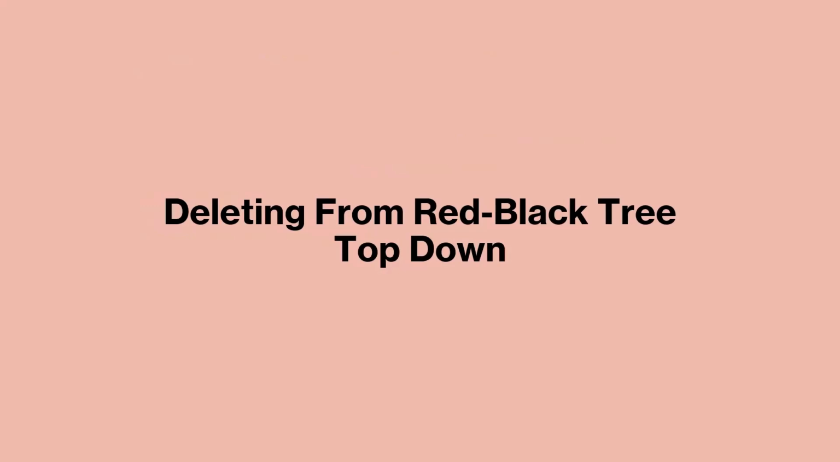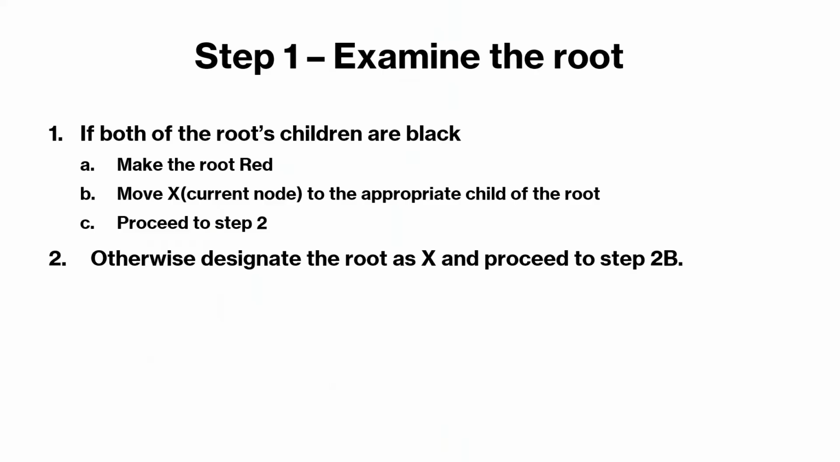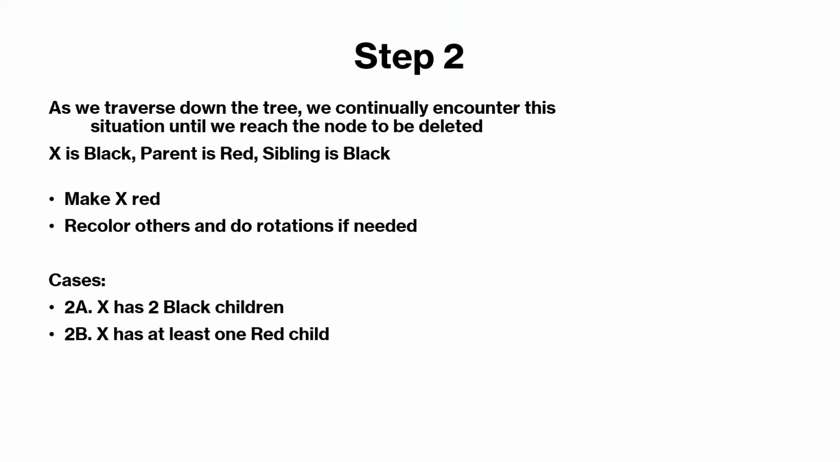Deleting from a red-black tree is done in a top-down method. The first step is examining the root. If both of the root's children are black, we make the root red, we move X, the current node, to the appropriate child of the root, and we proceed to step 2. Otherwise, we designate the root as X and proceed to step 2B. Step 2 is continually encountered as we traverse down the tree as we search for the node to be deleted.